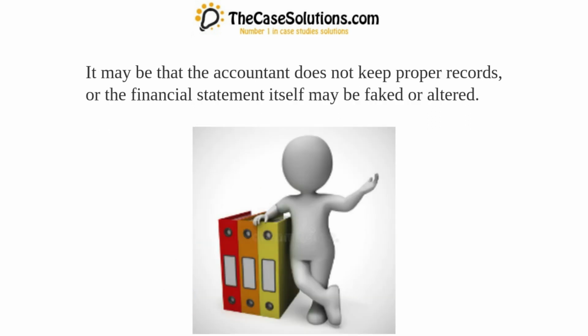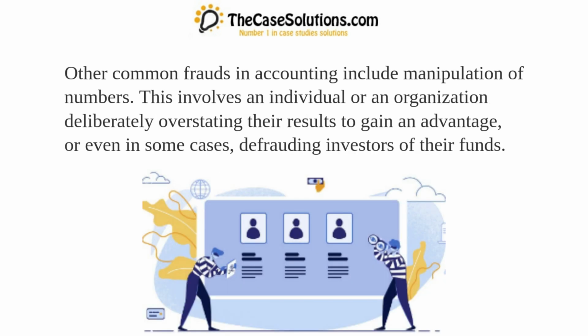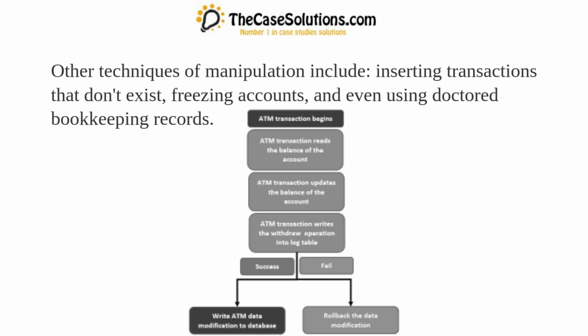It may be that the accountant does not keep proper records, or the financial statement itself may be faked or altered. If this is the case, then you could have a huge problem on your hands, as serious problems can arise if the company itself is involved in such practices. Other common frauds in accounting include manipulation of numbers. This involves an individual or an organization deliberately overstating their results to gain an advantage, or even in some cases, defrauding investors of their funds. Other techniques of manipulation include inserting transactions that don't exist, freezing accounts, and even using doctored bookkeeping records.